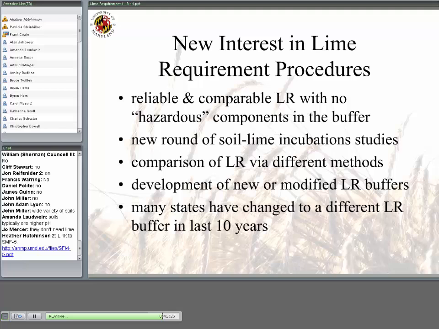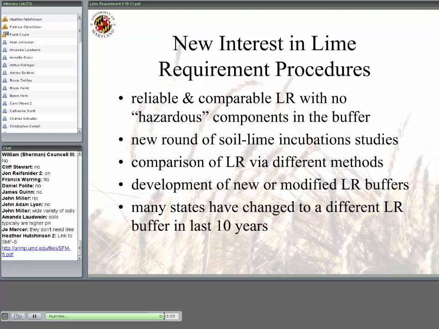And so, of course, folks had lime requirement procedures that they were used to. Their users were used to them. But essentially, labs wanted reliable and comparable lime requirement procedures that did not contain hazardous components in the buffer. So there was a whole new round of investigation that took place in the late 90s and early parts of this last decade. And there was actually a special session at our national meetings in 2005 about lime requirement procedures, where everybody shared their work to date and talked about how they had responded to what was really a crisis.